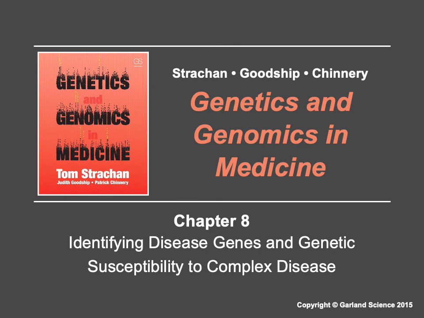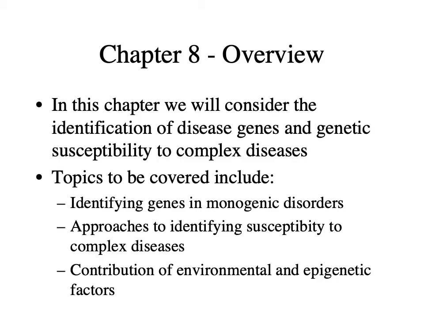Genetics and Genomics in Medicine, Chapter 8, Identifying Disease Genes and Genetic Susceptibility to Complex Disease. Chapter 8 Overview. In this chapter, we will consider the identification of disease genes and genetic susceptibility to complex diseases.